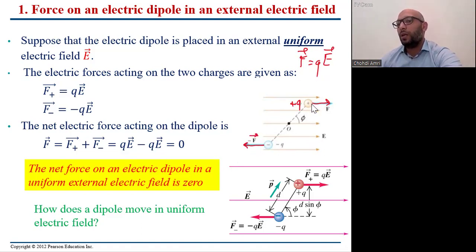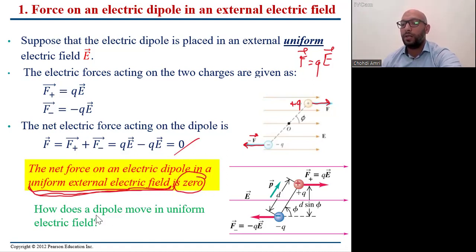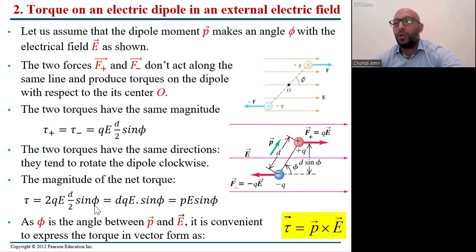So now, the net electric force acting on the dipole in the presence of a uniform electric field will be qE plus minus qE, qE minus qE, so it's 0. We can say that the net force on an electric dipole in the presence of a uniform external electric field is equal to 0.